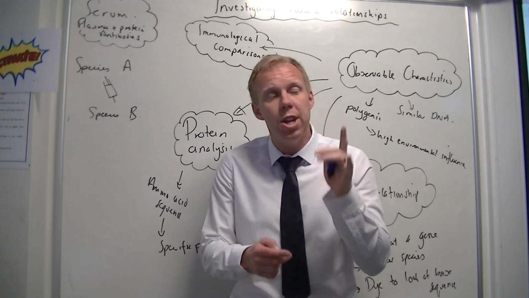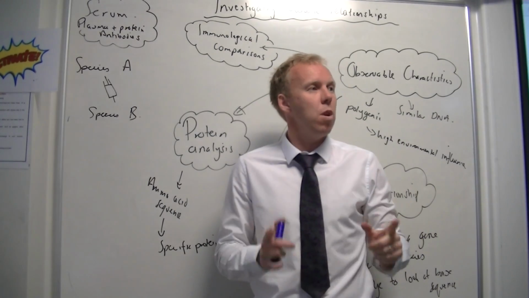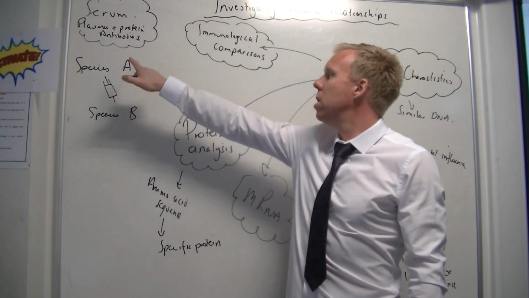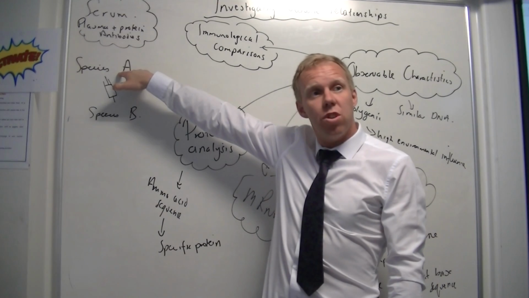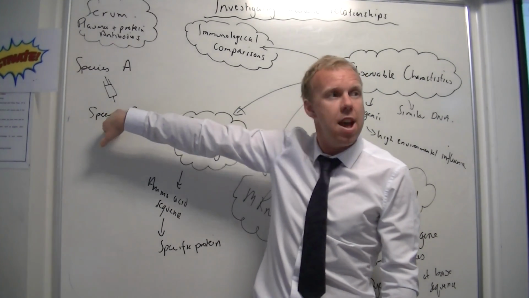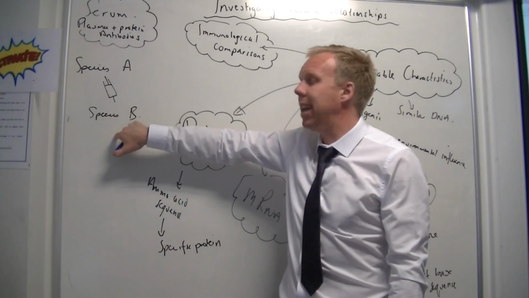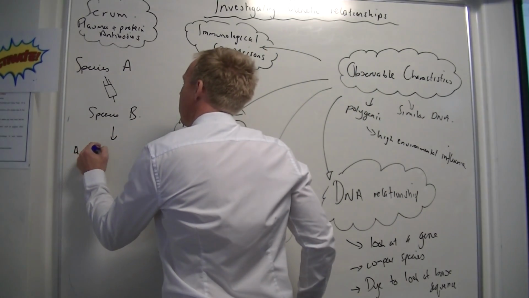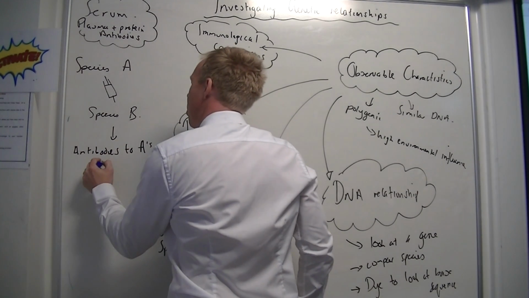Now, we want species B to be very unrelated, because what we want species B to do is to make antibodies to species A's serum. Because it is different, it will recognise all the proteins as foreign and it will make antibodies to them. Alright? So what we're actually making here is the antibodies to A's proteins.